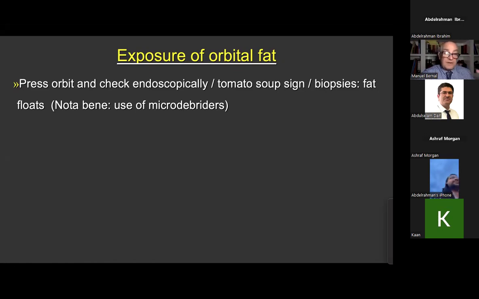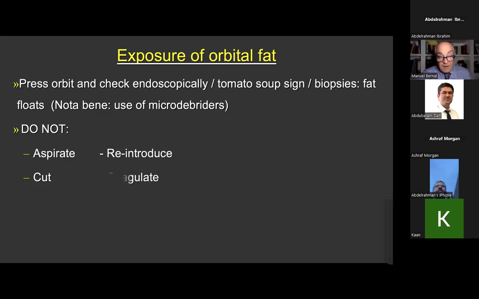Of course, if there is fat in blood, it looks like a tomato soup sign. And if you took a biopsy, it floats in saline, okay? But this is the risky situation where you have such an orbital defect if you're using microdebriders. The microdebriders are very quick in removing fat and also the medial rectus muscle, okay? Whenever you have fat, do not aspirate, do not reintroduce, do not cut the fat, do not coagulate the fat.